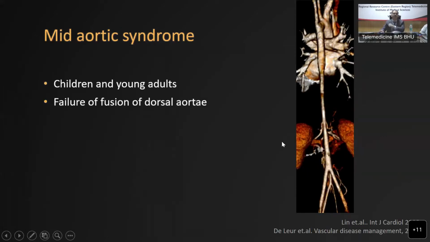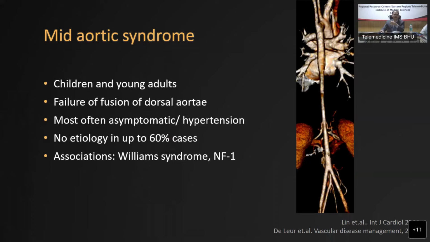Mid-aortic syndrome tends to affect children and young adults more. It is due to failure of fusion of dorsal aorta. Most often they can be asymptomatic, but patients who present with symptom, most commonly the symptom is hypertension. No etiology can be found in about 60% of the cases.